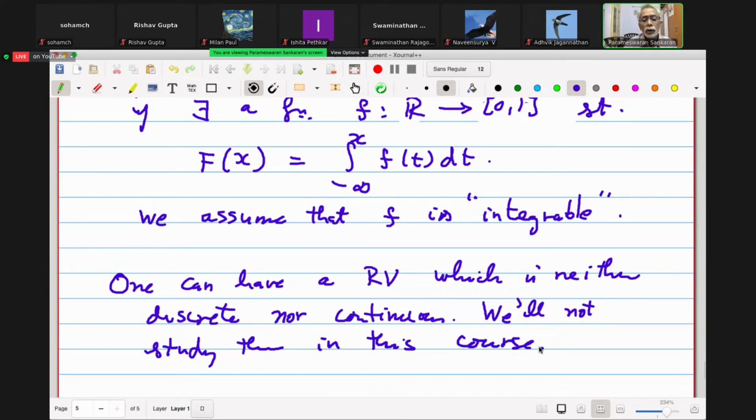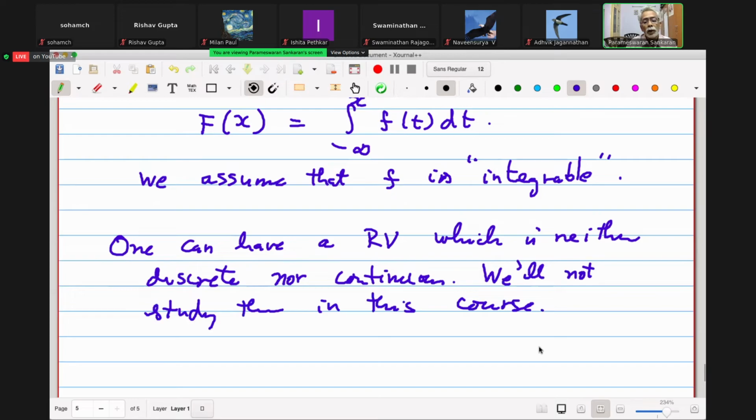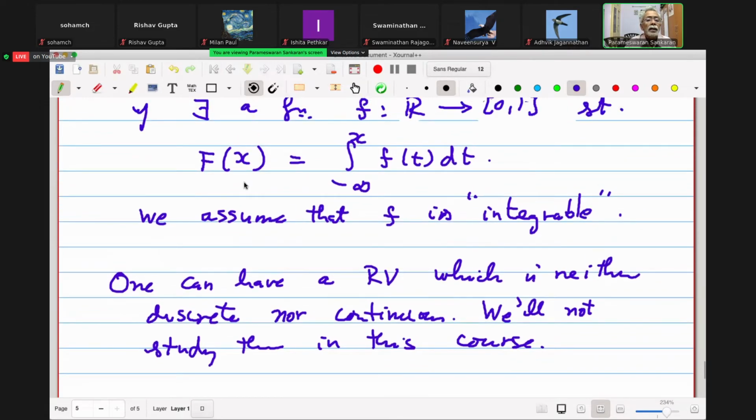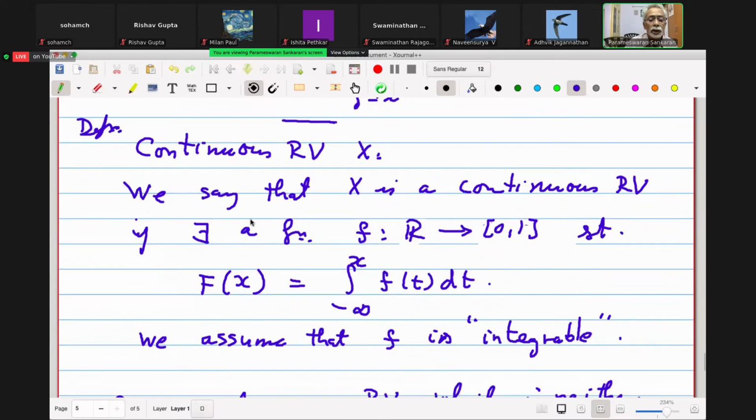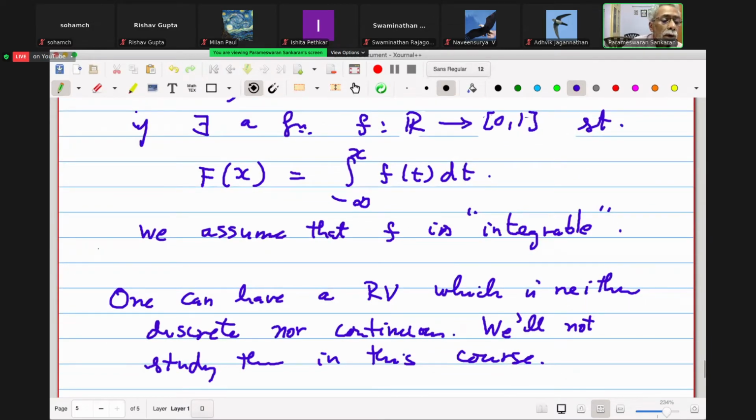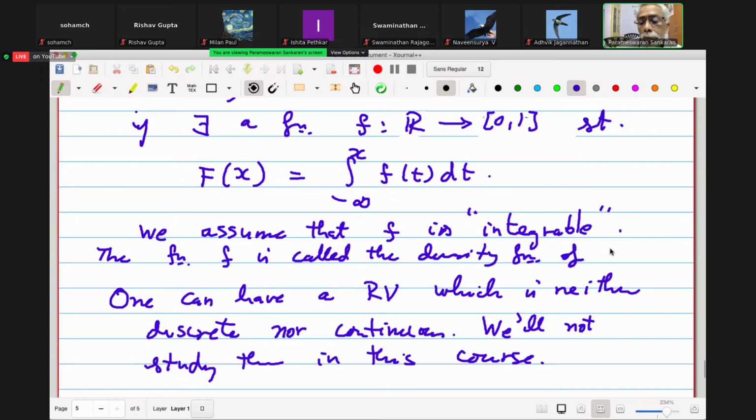Okay. So there are these what are called singular random variables. So you cannot write this function F as... what is that? Okay. So I should say, before proceeding further, the function f in this definition is called the density function. The probability density function of X.